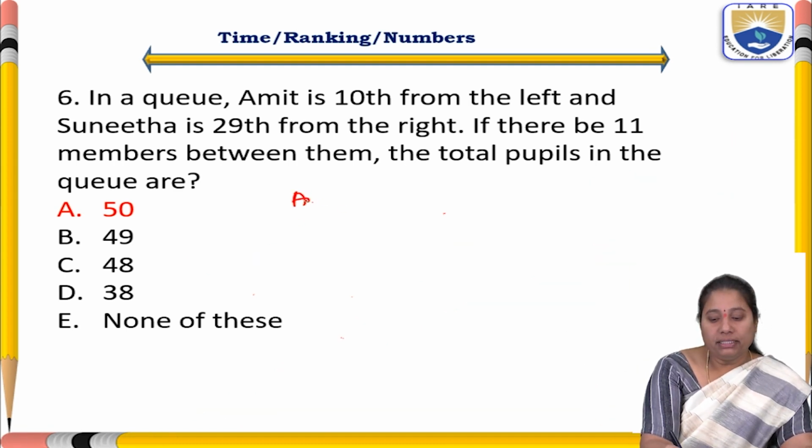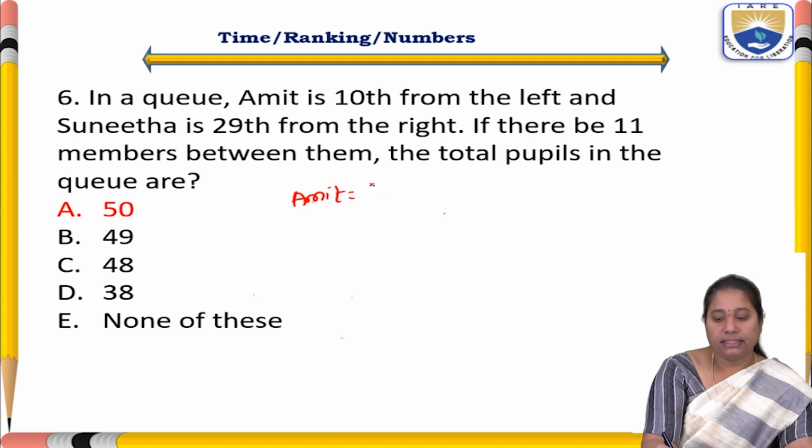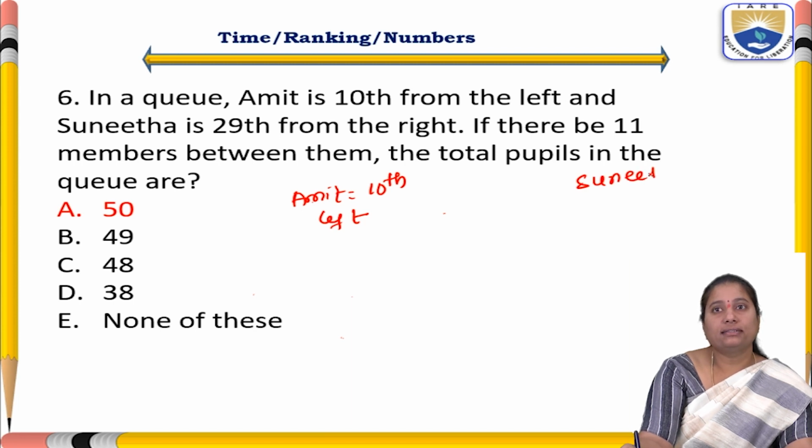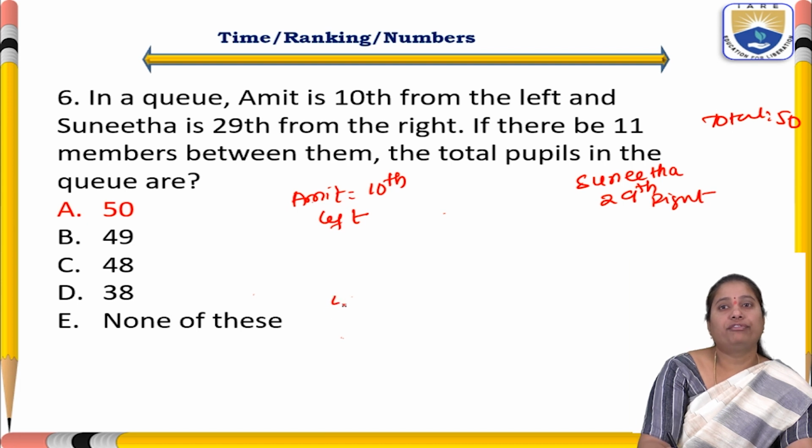So Amit is 10th from the left, whereas Sunita is 29th from the right, and the total strength of the class is 50. Now 51 minus 29.